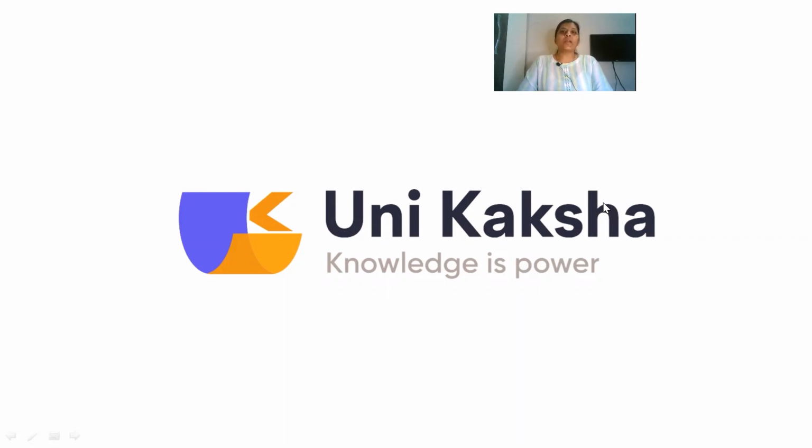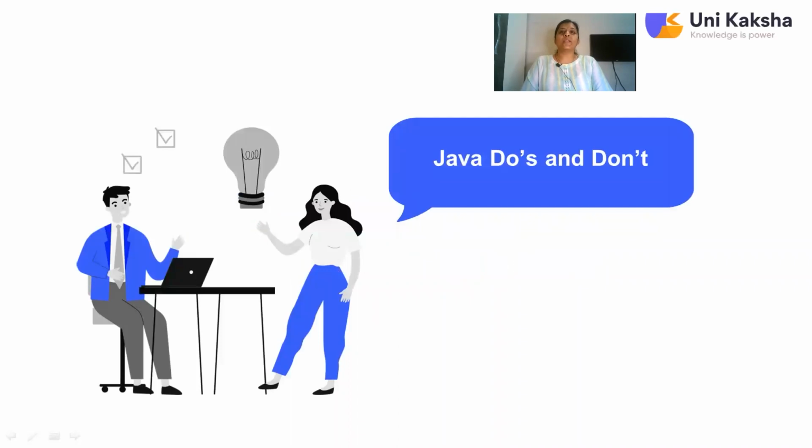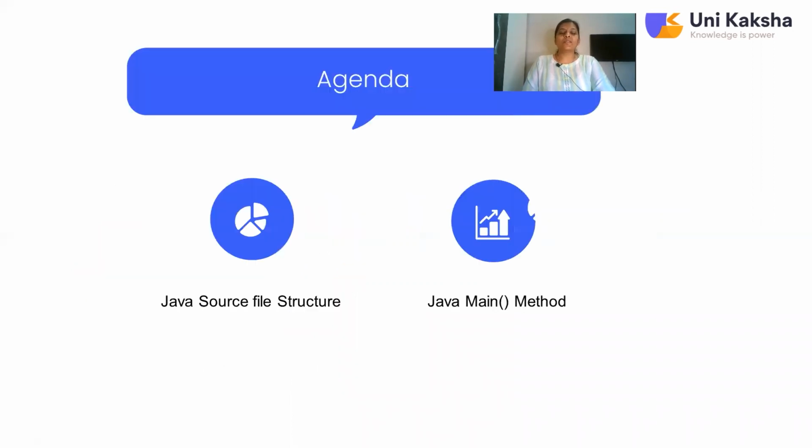When we are going to write the programs, then many times we get stuck with some kind of common errors, and it still takes lots of time to find out what exactly is the error and to remove such kinds of errors. So here I'm going to explain to you about the Java do's and don'ts which you have to remember while writing the programs. Let's move on to today's agenda.